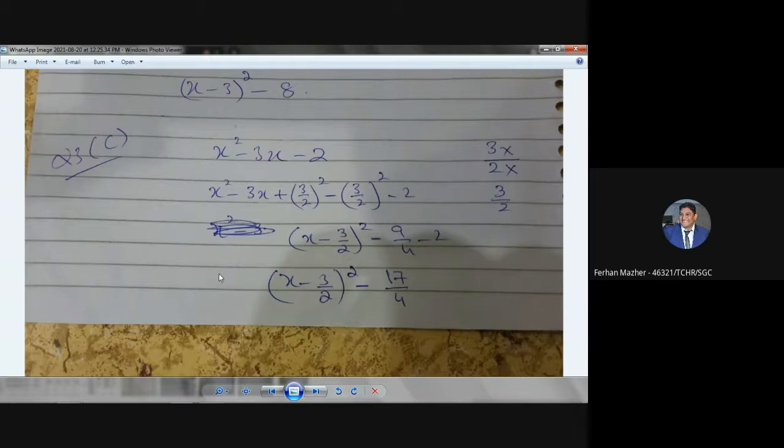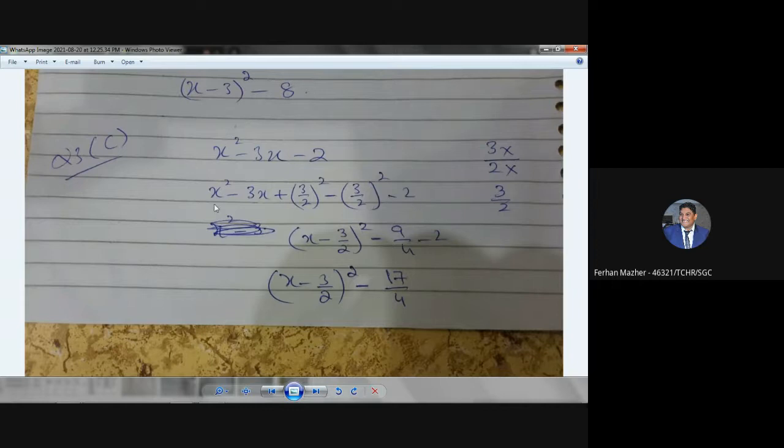So I will take the 3x and I will divide it with the 2x. X will be cancelled, so you are left with 3 by 2. I will square it. 3 by 2 whole square, I will add that in my expression and I will also subtract it from my expression. So you can see here I have written x square minus 3x plus. Here is that square which I added. And I also subtracted that 3 by 2 whole square.